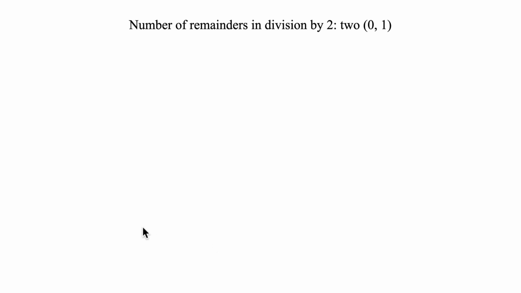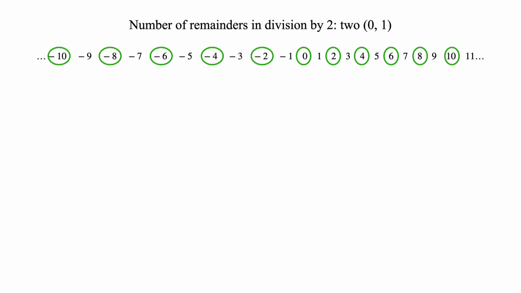So first, a very simple observation. If you just look at integer numbers and you look at remainders in division by 2, you can only have two different types of remainders, 0 or 1. 0 if your number is even, and 1 if your number is odd. Nothing strange here. So if you look at integer numbers like this, you see that every second is even, and you can write them here. I started with a 0, then 2, 4, 6, and so on and so on.